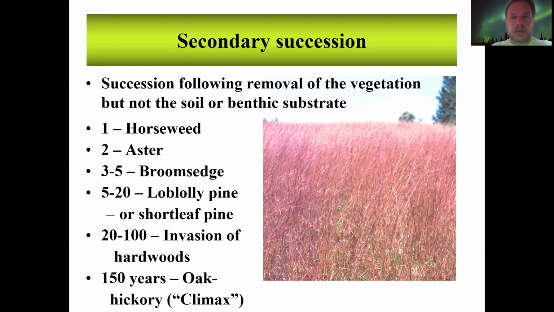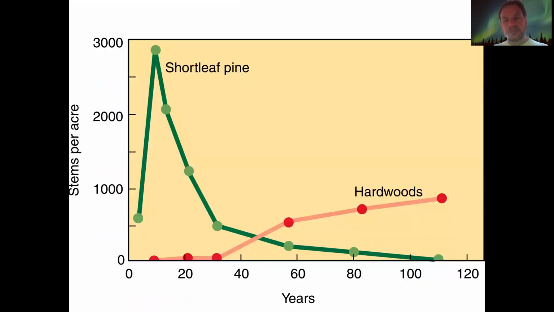And here's an example of secondary succession in the Piedmont. This is in North Carolina, Piedmont, a study that looked at first year, second year, third year, all herbaceous plants, going on into 5 to 20 years, you get pines, and then eventually invasion by hardwoods, resulting finally in an oak hickory climax. Pine dominance, and then eventually hardwood climax.